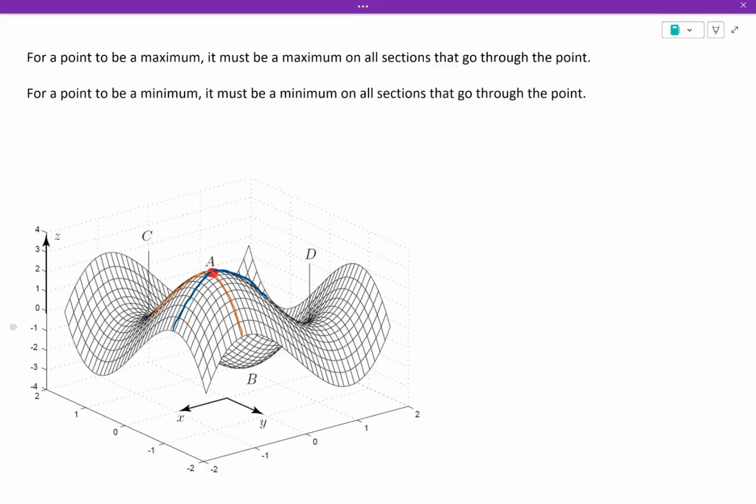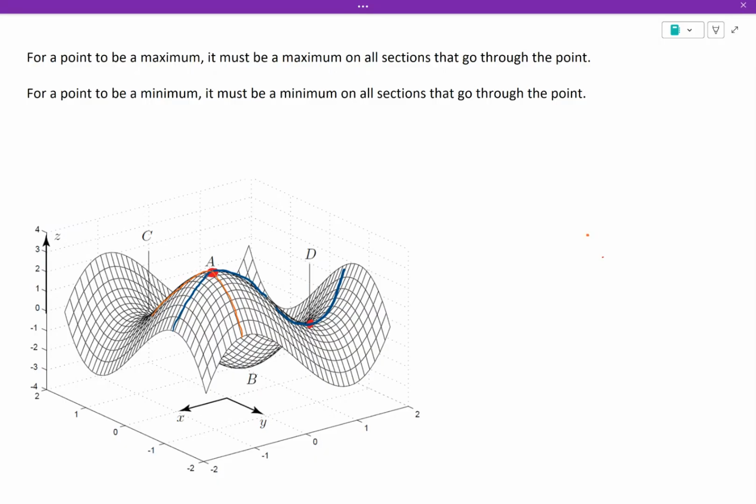We can't consider every single section that goes through a point. Therefore, we cannot use this to conclude something's a maximum or something's a minimum. However, what we can do is rule out maximums and minimums. So if we look at point D, which is our saddle point, as discussed previously, let's say we took the section in this direction here. You can see on the new blue bit I've drawn, that is a minimum. D is a minimum on that.